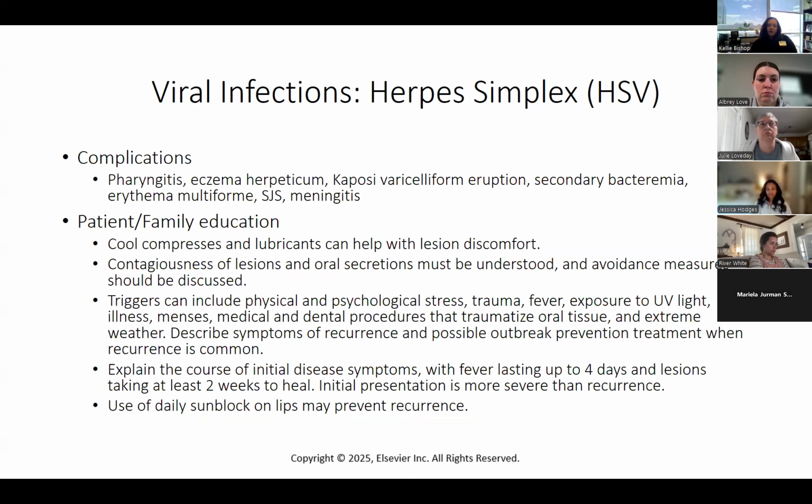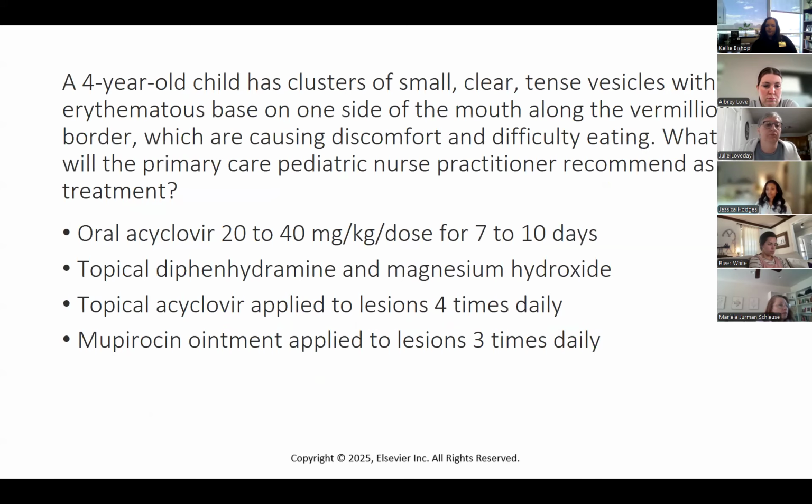Cool compresses and lubricants can help. It is important to know that it is contagious, and so we tell people that. Most people have this. It's a large number. I can't remember the exact statistic, but it's more than 80% of people have this by age 2. So it's very common. But keeping them home if they're drooling a lot and they have lesions, and then washing hands well, trying to keep things out of their mouths, all of that can help.